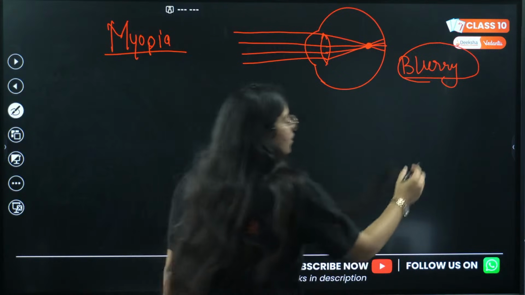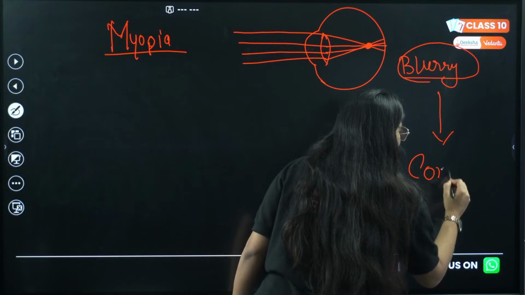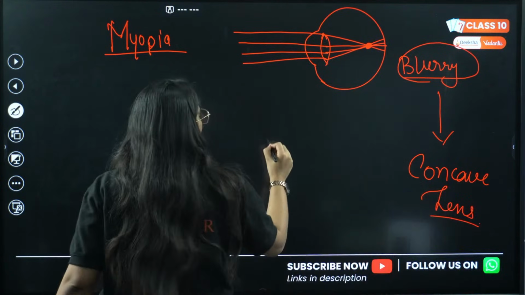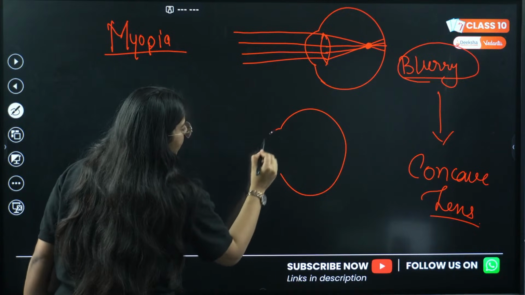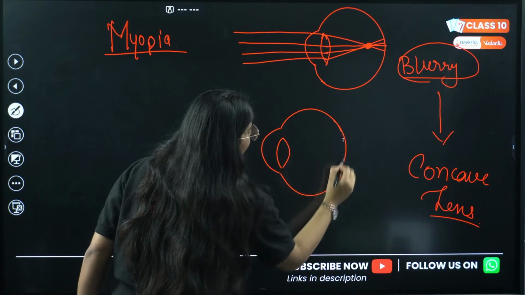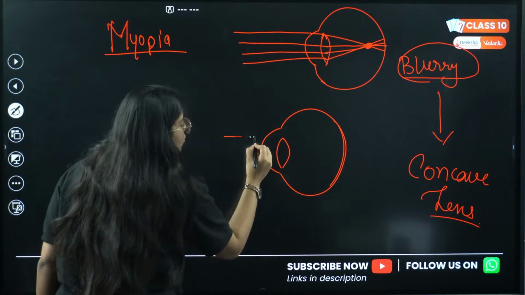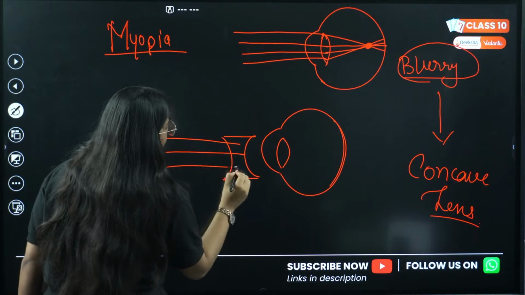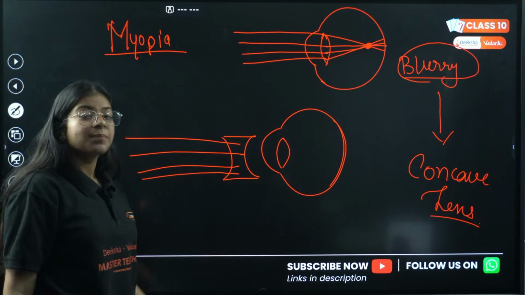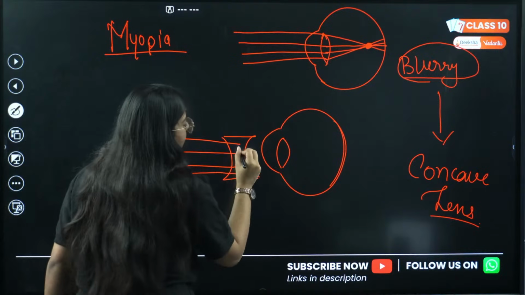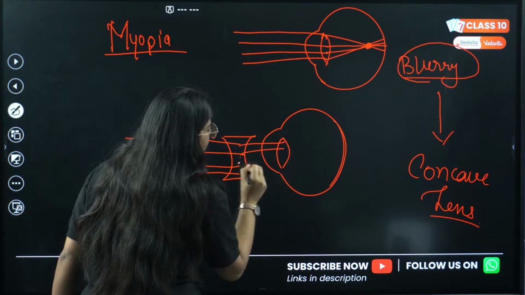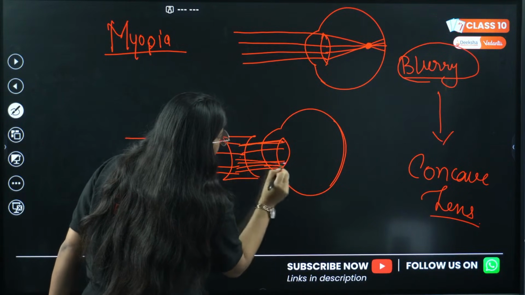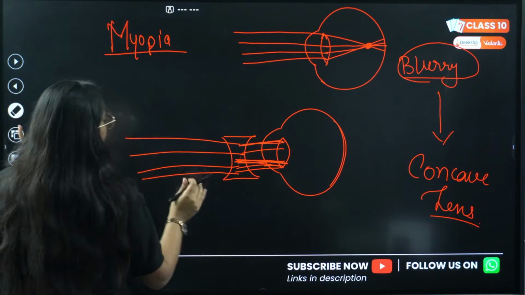Now correction. For correction, we use what? Concave lens. Correct? Now, how will you draw this? Very carefully. Draw the eye, and this is my retina. Now, we use a concave lens. All the rays that were coming parallel, instead of directly hitting the lens parallelly, diverge a little bit, because the concave lens diverges the light rays. They'll go a little out like this. Let me make this a bit clearer.